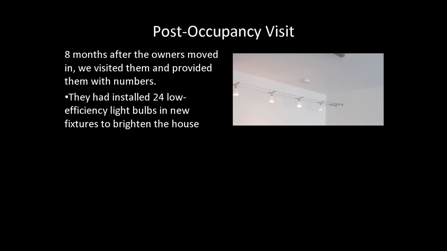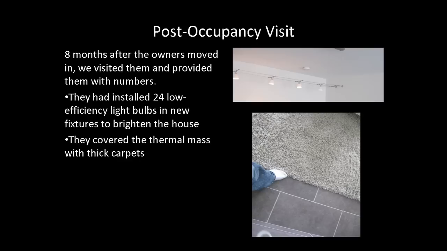So first off, I should say the occupants who finally bought the house were a retired couple, and we probably assumed when we were doing simulations that it would be regular 9-to-5ers, but these people were spending more time at home. They wanted brighter conditions, so they installed 24 medium to low efficiency light bulbs. Also, very significantly, they covered the thermally massive floor with carpeting. And unfortunately, that rendered the floor under the carpeting less effective at absorbing the solar gains.